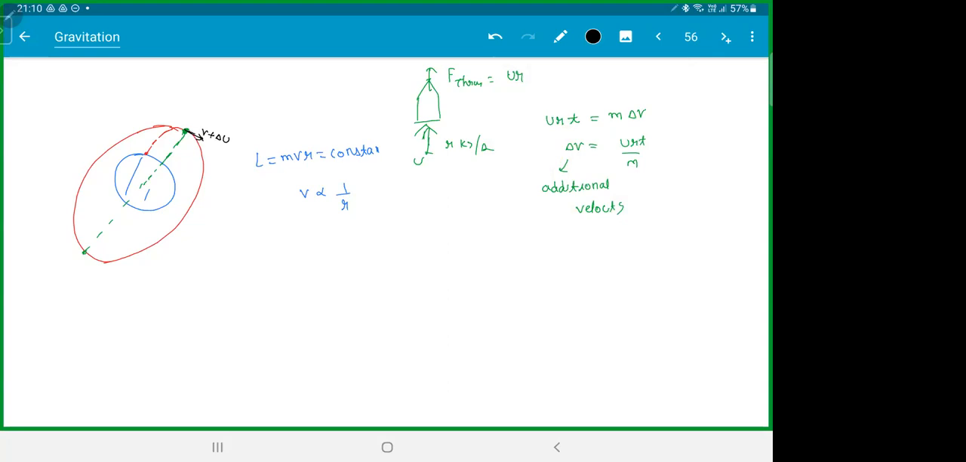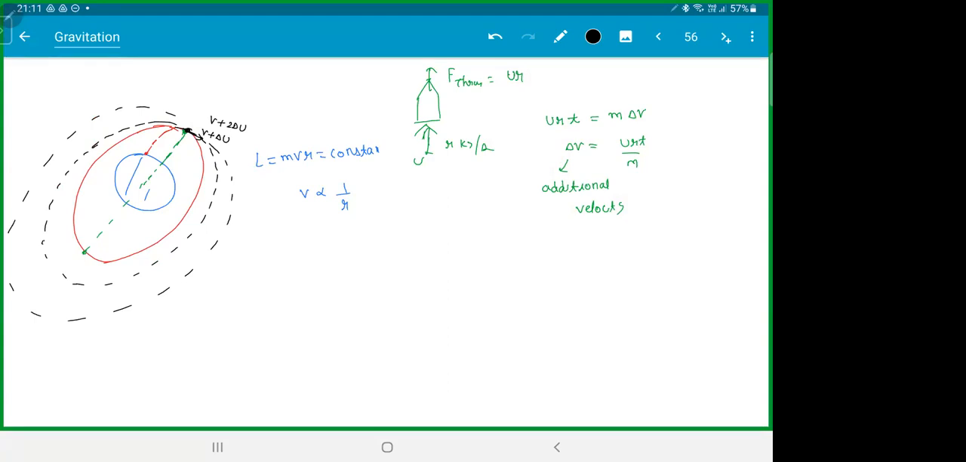Because of this additional speed, this guy will go in another elliptical orbit. But because you started from there, you will always come to the same point, isn't it? You started there, it's a closed orbit, right? So you will compulsorily have to come back to the same point. The second time, when you come here, exactly switch on the engine again. So v plus 2 times delta u. Now you'll go in a bigger orbit.